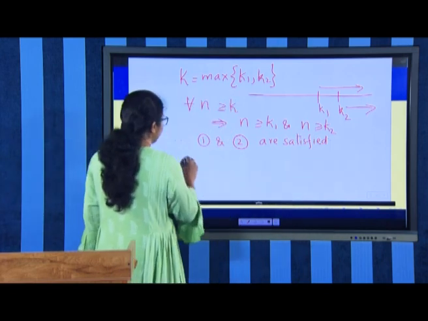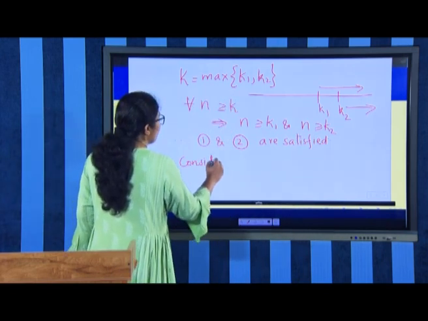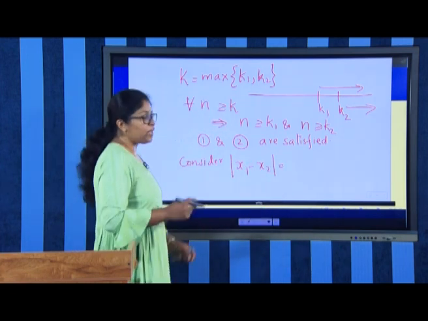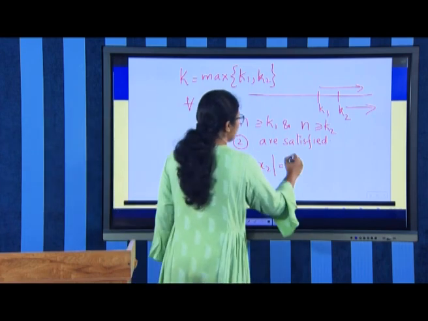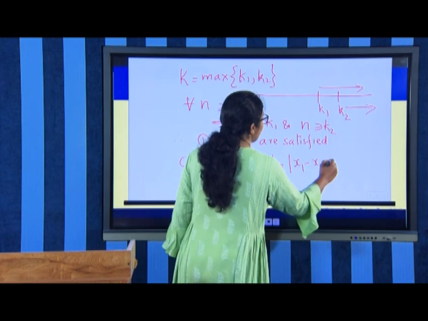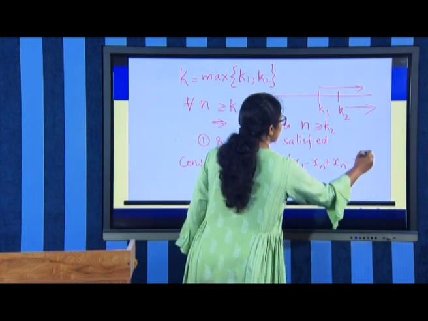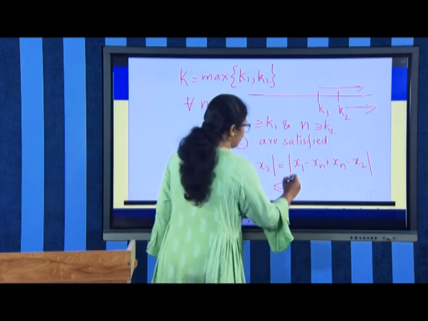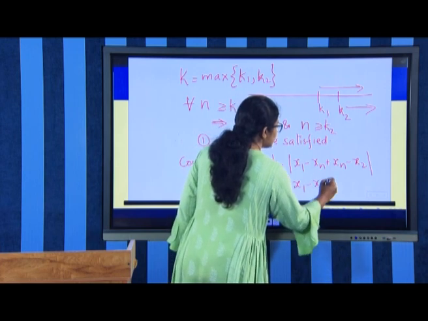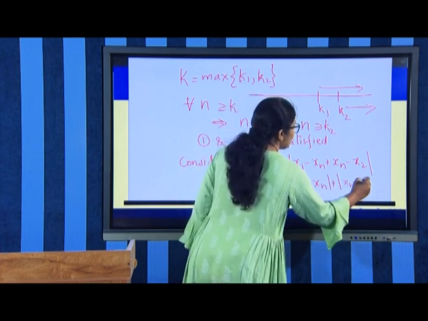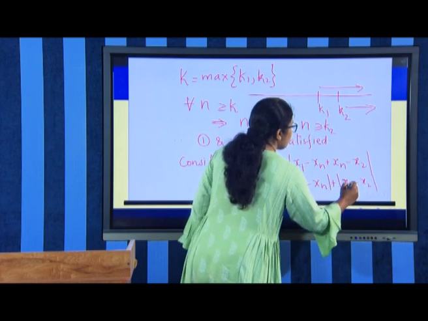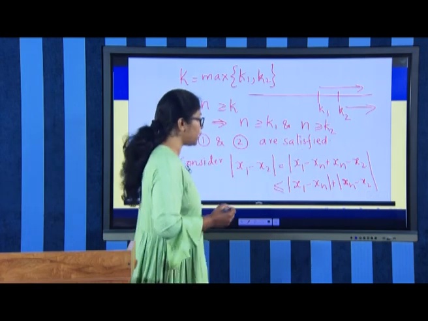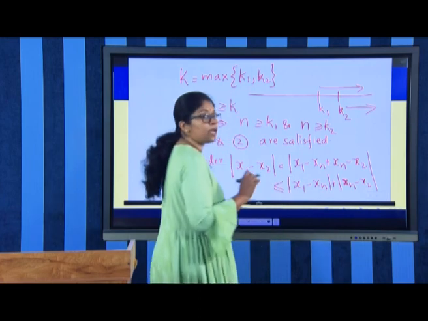Now, consider modulus of x1 minus x2. Now, we insert xn inside this. So, we have x1 minus xn plus xn minus x2, so that we can apply our triangle inequality that we have discussed in one of the previous classes. Modulus of x1 minus xn plus modulus of xn minus x2, and because both these conditions are satisfied, n is greater than or equal to k1 and n is greater than or equal to k2, these two are less than epsilon by 2.